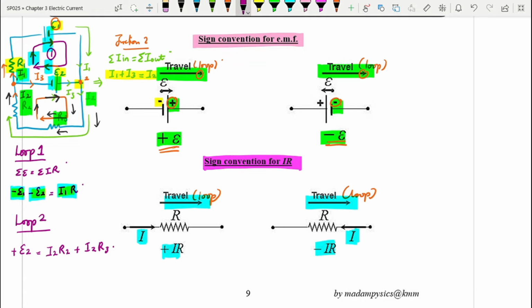Okay, so kita apply positif dan negatif by looking at the direction of loop, kalau EMF kita tengok positif atau negatif terminal. Kemudian kalau IR pula nak tengok dia positif negatif, tengok current. Sama tak direction dengan loop? Okay, as simple as that.